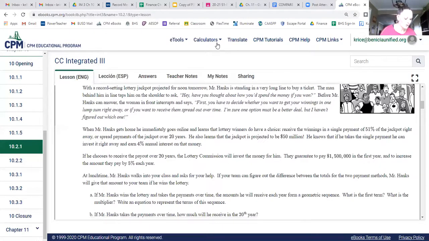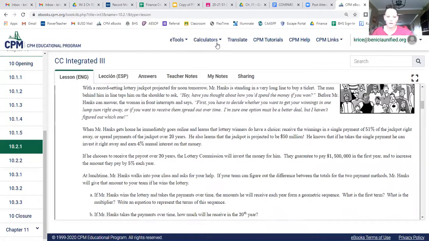So part A: if Mr. Hanks wins the lottery and takes the payment over time, the amounts he will receive each year form a geometric sequence. What is the first term? What is the multiplier? Write an equation to represent the terms of this sequence.